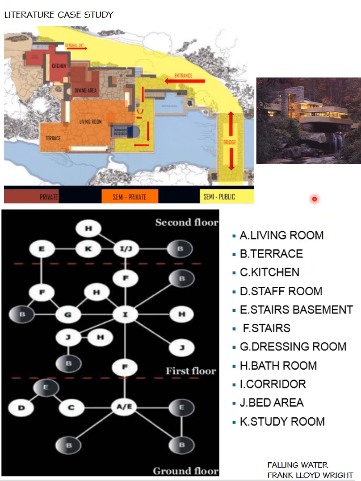So my literature case study was Falling Water. It was a weekend house, but from 1964 it's opened as a public museum. So I learned organization of spaces and their connections, where private space, semi-private, and semi-public spaces are connected, and their circulations.